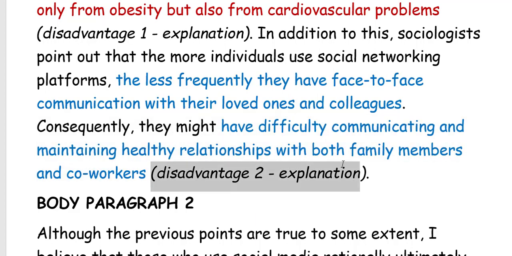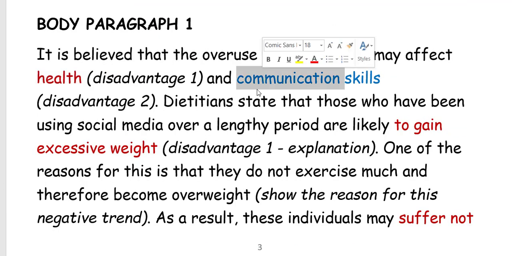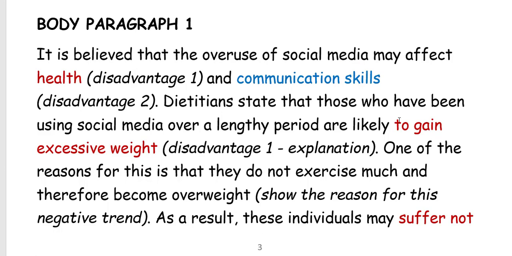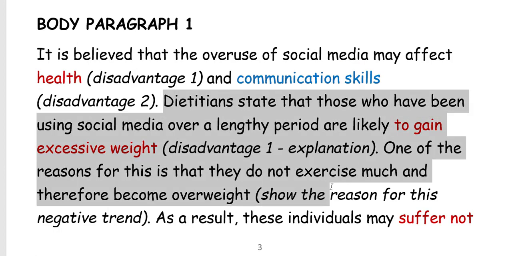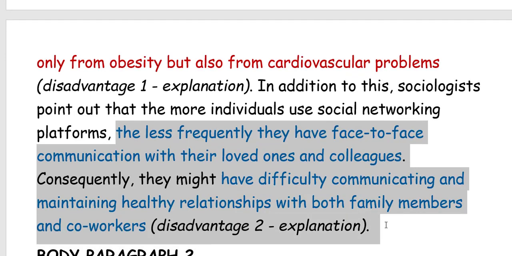So I explain everything in detail. So the idea is focus on the first two negative aspects, and then talk about the first aspect in detail, and then talk about the second aspect in detail in the same body paragraph.